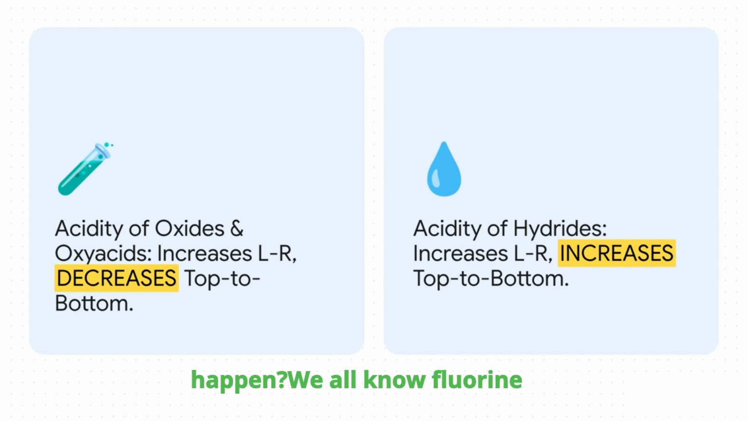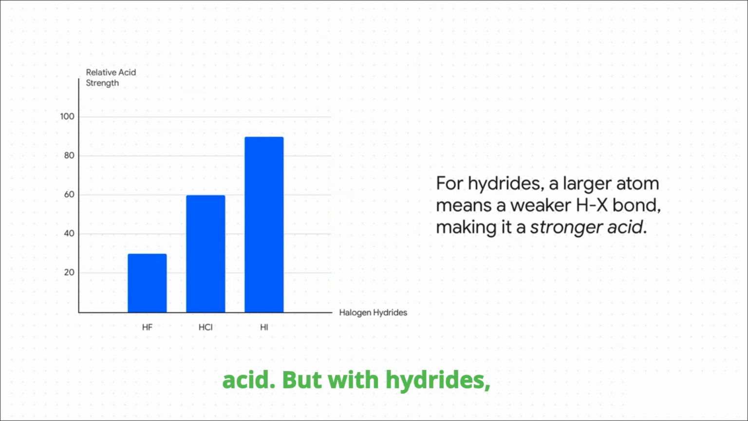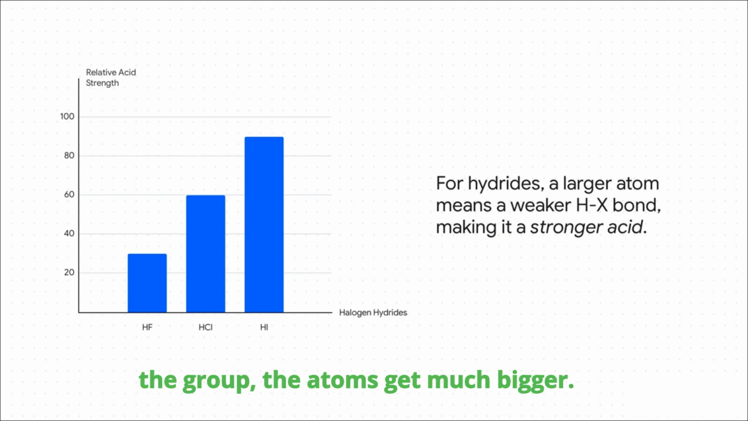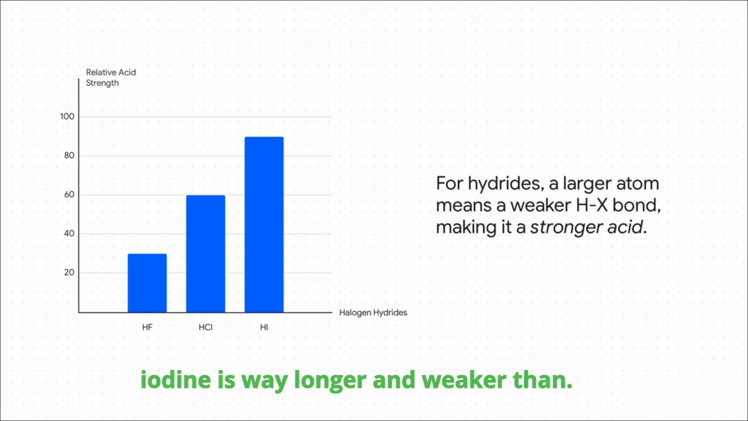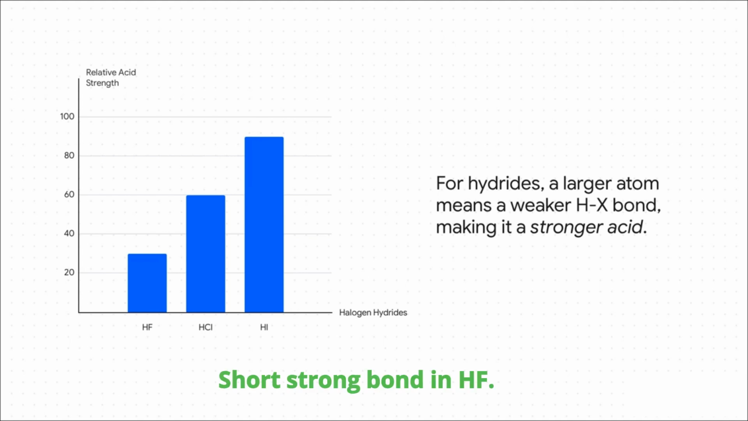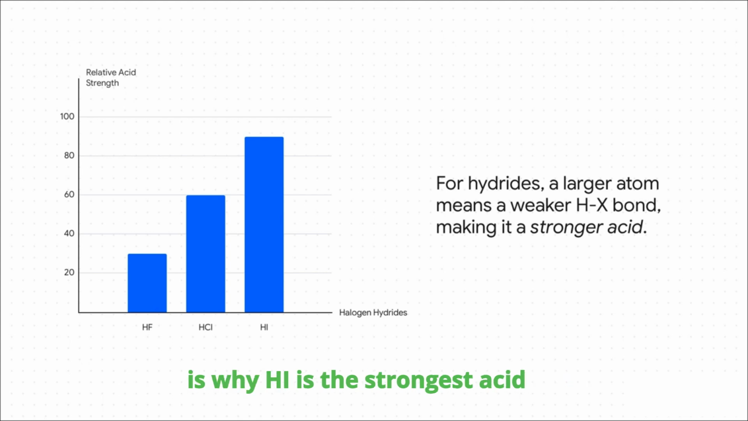So, why does this happen? We all know fluorine is the most electronegative element, so you would think HF would be the strongest acid. But with hydrides, size wins. As you go down the group, the atoms get much bigger. This means the bond between hydrogen and iodine is way longer and weaker than the short, strong bond in HF. A weaker bond is easier to break, which makes it easier to release a proton. That is why HI is the strongest acid in the group. For hydrides, just remember: big is more acidic.